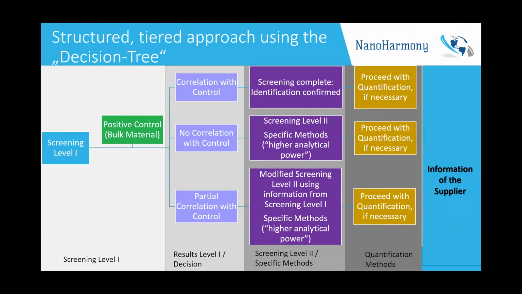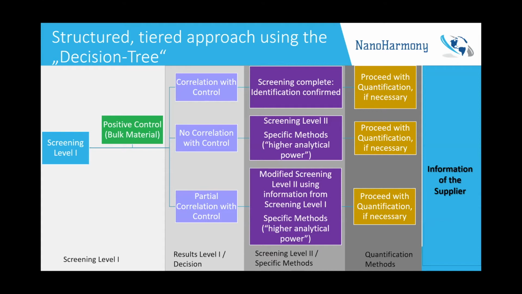We're doing that in close cooperation with the NRCWE. So that's our Danish colleagues, Kjeld Astrup Jensen and Jakob Børgaard. And in this collaboration, we developed a tiered approach. You see this decision tree, which starts with a screening level. It has a results level where you make a decision.